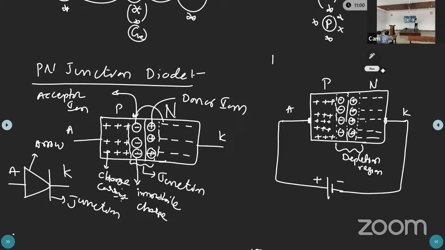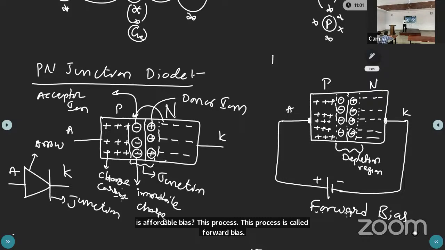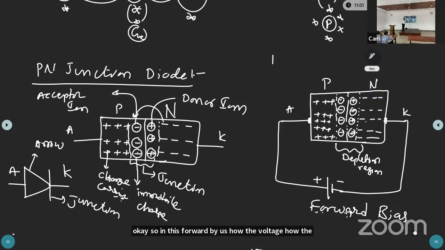Okay. Now this is called the forward bias. What is the forward bias? This process is called forward bias. So in this forward bias, we will now understand how the voltage makes the diode start conduction. If you want to note this down, you can note it down.